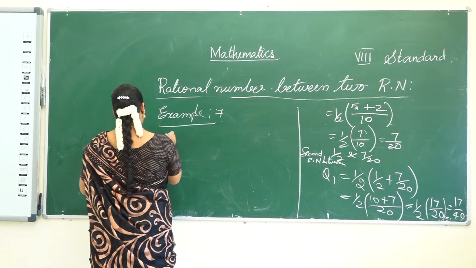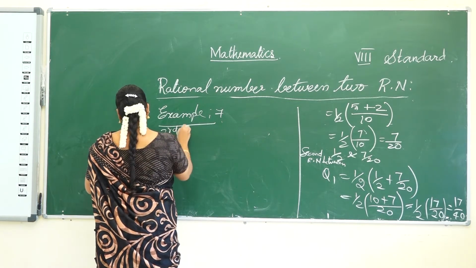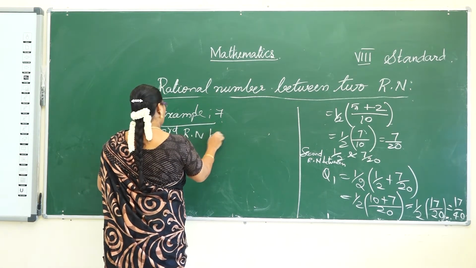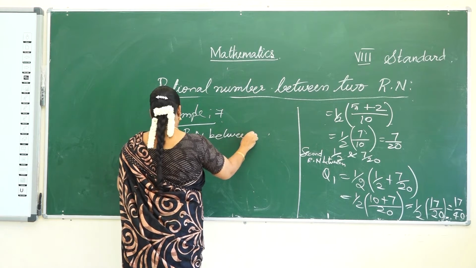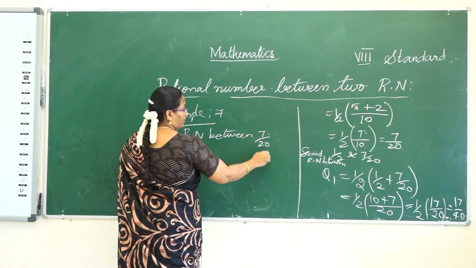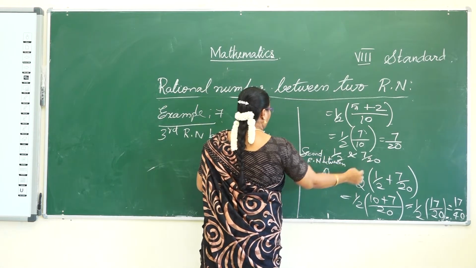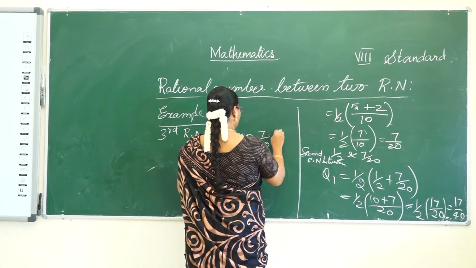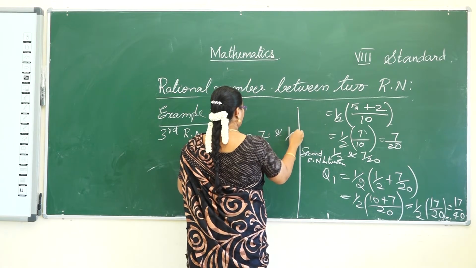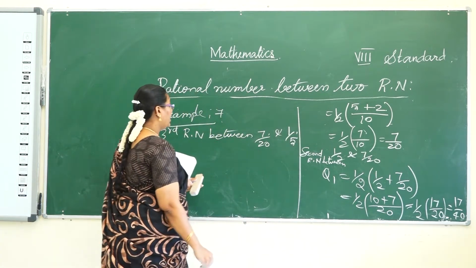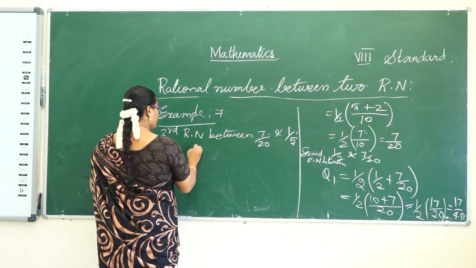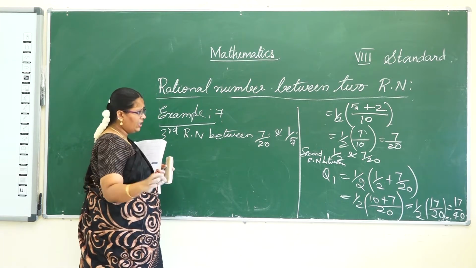And the third rational number between, I have considered the first rational number and the given rational number. Okay, so you can consider any one.